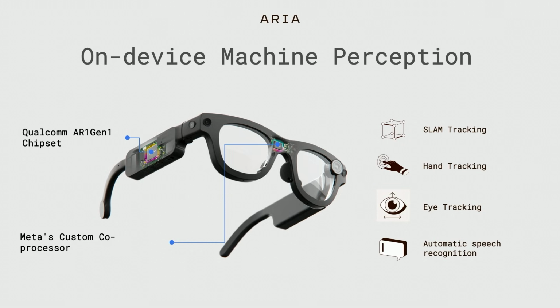So a number of the algorithms that in Aria Gen 1 are available through web services, in Aria Gen 2 are running directly on the device using Qualcomm AR1G1 chipset, as well as our own custom coprocessor. Now, what's running on device includes SLAM, or at least the VIO part of it, hand tracking, eye tracking, as well as automatic speech recognition. Really giving you quite a comprehensive suite of components to then build on top of.